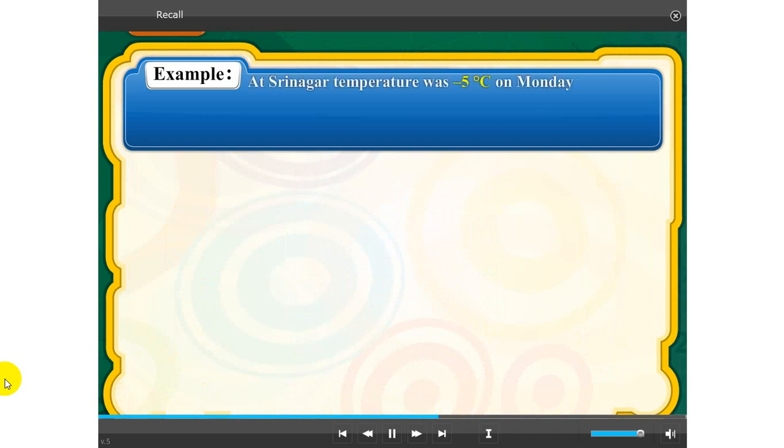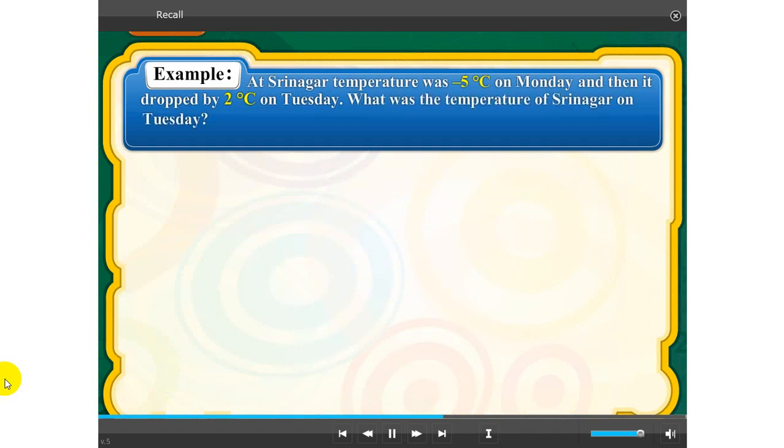Example. At Srinagar, the temperature was minus 5 degrees on Monday, and then it dropped by 2 degrees Celsius on Tuesday. What was the temperature of Srinagar on Tuesday? On Wednesday, it rose by 4 degrees Celsius. What was the temperature on this day?